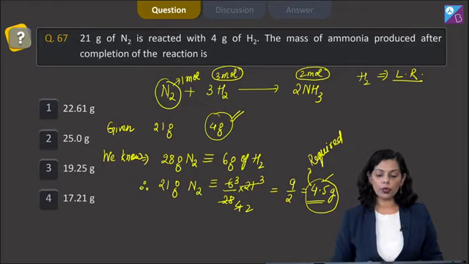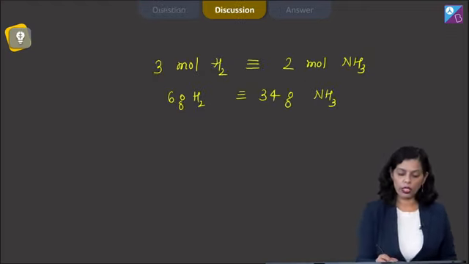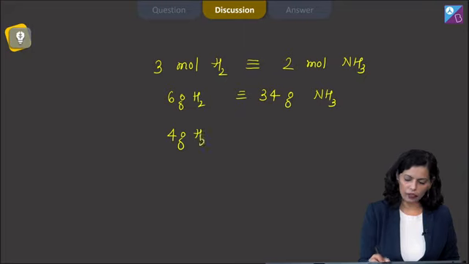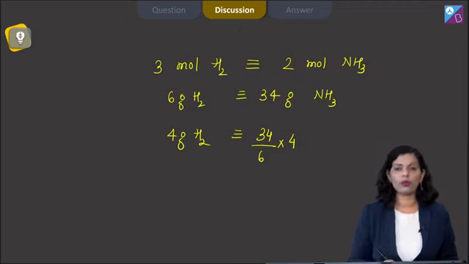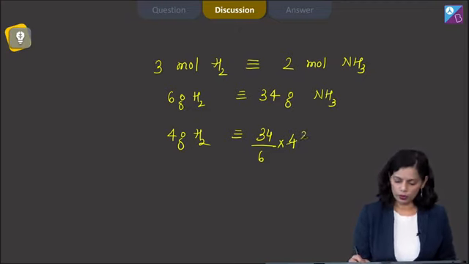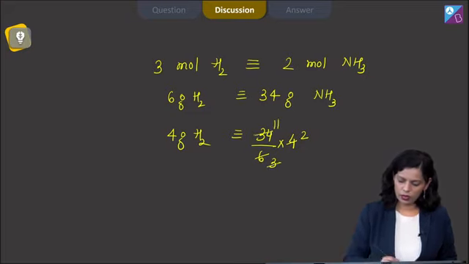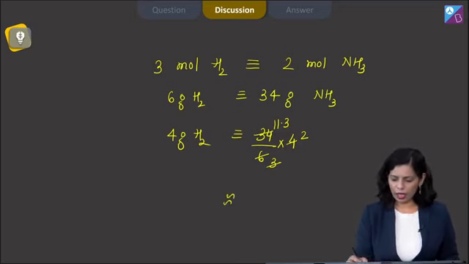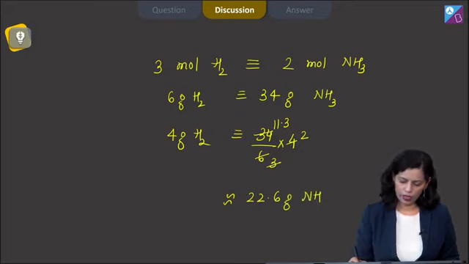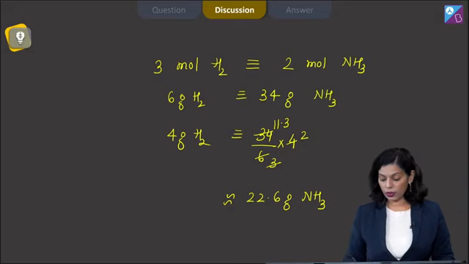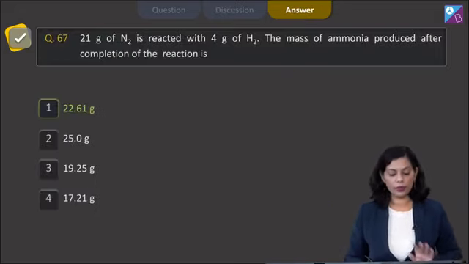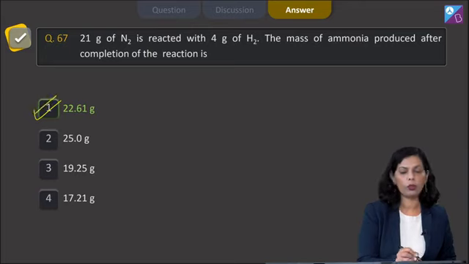So if you just look at the question, you have only 4 gram of hydrogen. So if 4 gram of hydrogen I have, then ammonia produced would be 34 by 6 into 4, right? So this comes out to be nearly, okay, so approximately I can mark here 22.6 gram of ammonia. This is my answer, okay. So this 22.6 gram nearly is given here in option number 1.